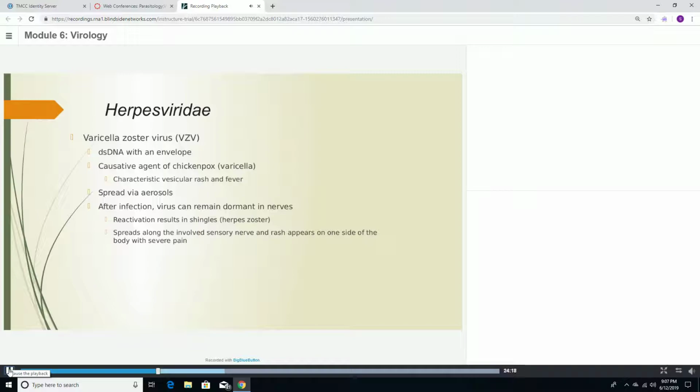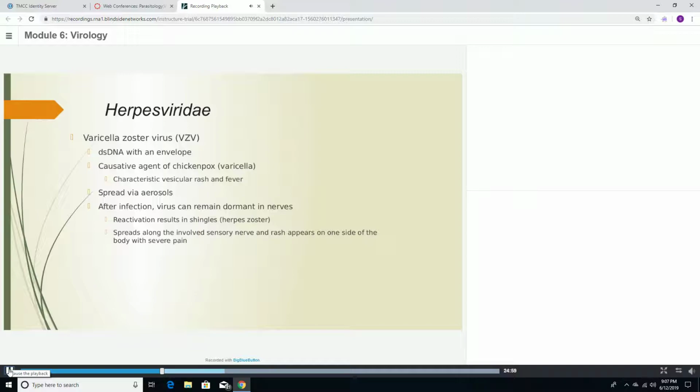Another virus that's going to be classified under the Herpesviridae family is varicella zoster virus, also known as VZV. This virus is double-stranded DNA, so that's what the dsDNA means. It's double-stranded DNA with an envelope. This virus is the causative agent of chickenpox, also known as varicella. It's characterized by a vesicular rash and a spiking fever. It could be spread by aerosols, so that's why a lot of people nowadays are getting their kids vaccinated for chickenpox, because it's spread very easily from aerosols.